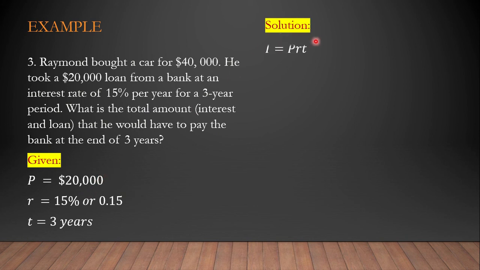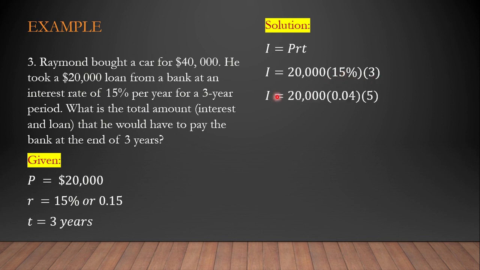Then solve. I is equal to PRT. Substitute yung given sa formula. So, I is equal to $20,000 times 15% times 3. So, convert itong 15%. So, I is equal to $20,000 times 0.15 times 3. So, the answer or the interest is 9,000. So, ayan pa lang po yung interest. Ang tanong is, ang pinapahanap sa problem is the total amount daw. So, kailangan i-add natin siya sa principal.